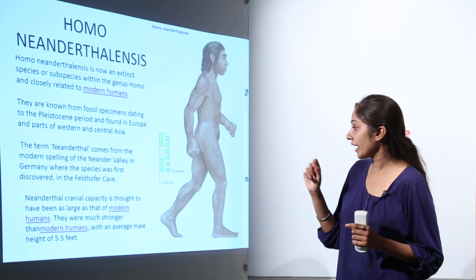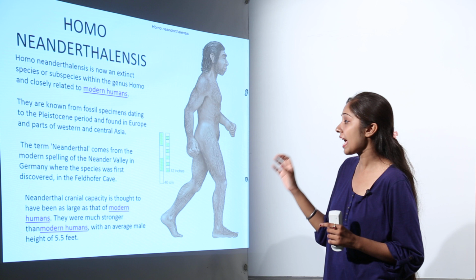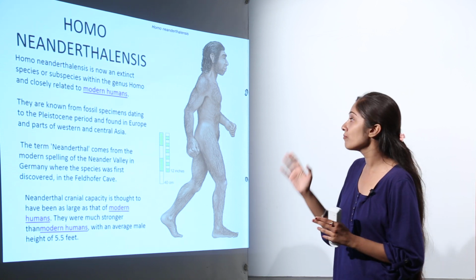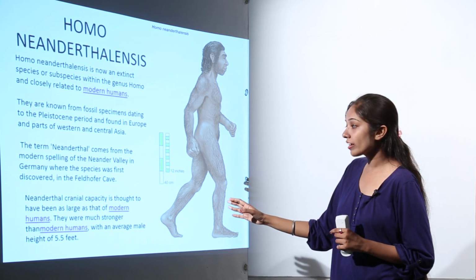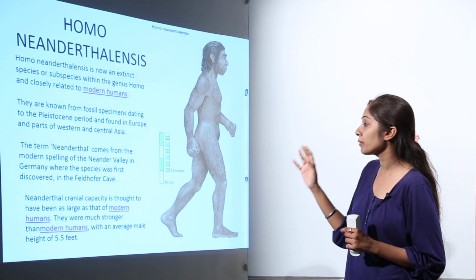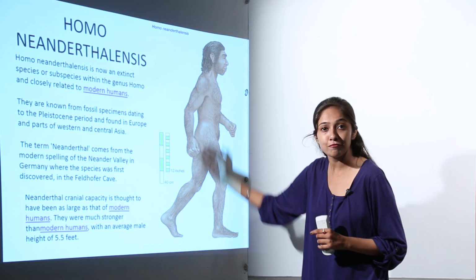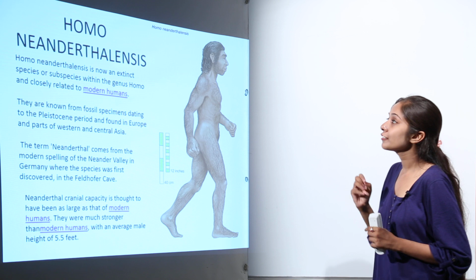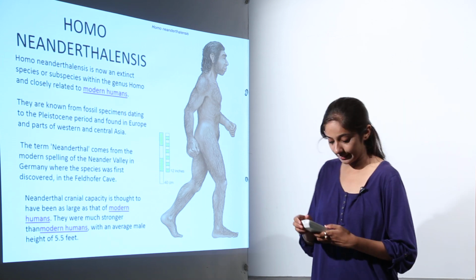Neanderthal cranial capacity is thought to have been as large as that of modern humans. They were much stronger than modern humans with an average male height of 5.5 feet. So, these are the features of Homo Neanderthalensis.